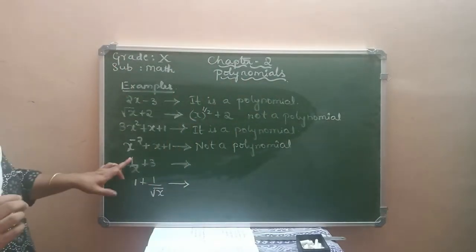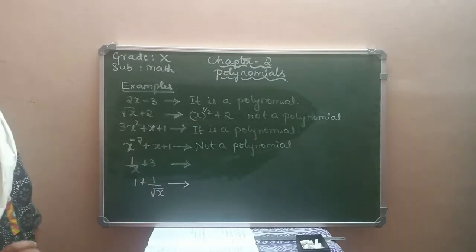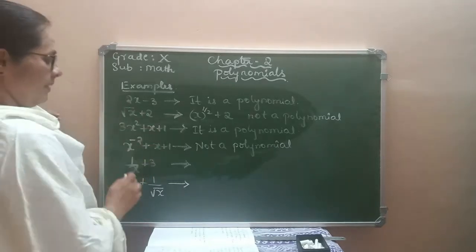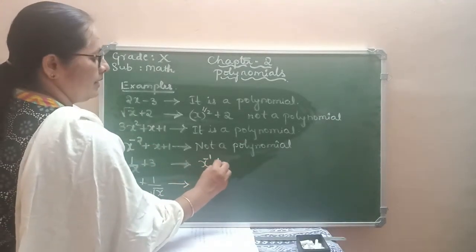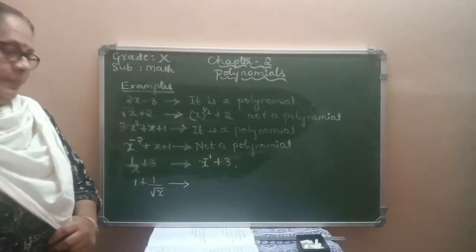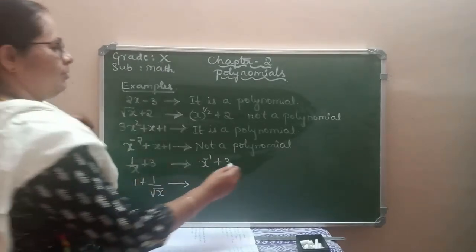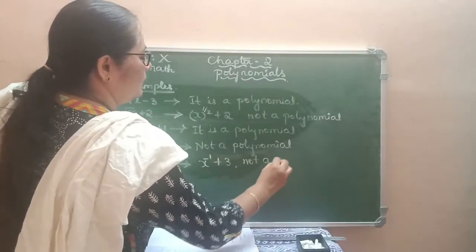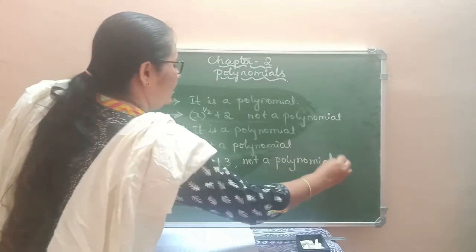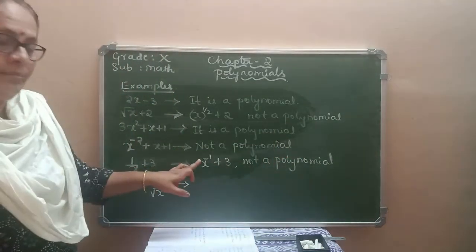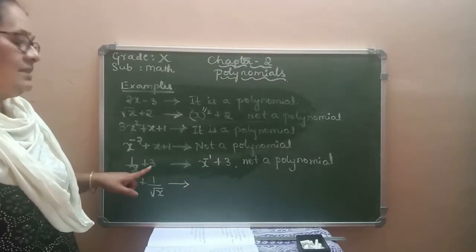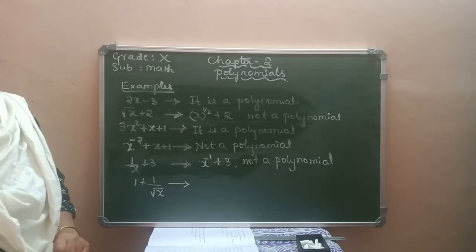Then 1 by x plus 3. Is it a polynomial? 1 by x can be written as x to the power minus 1 plus 3. Right? So is it a polynomial? No. This is not a polynomial, because the power of the variable is minus 1, which is not a positive integer. So 1 by x plus 3 is not a polynomial.